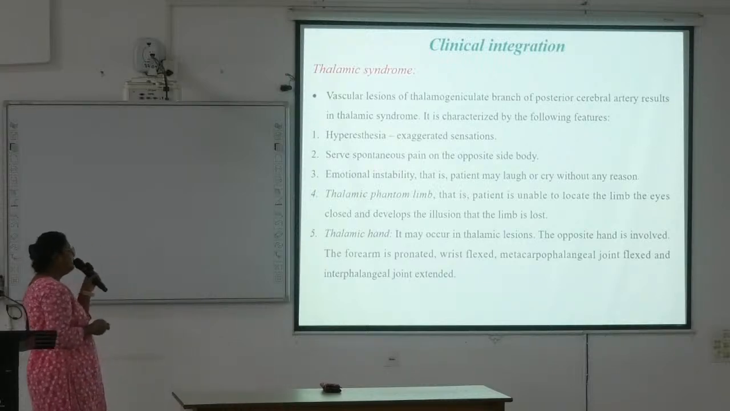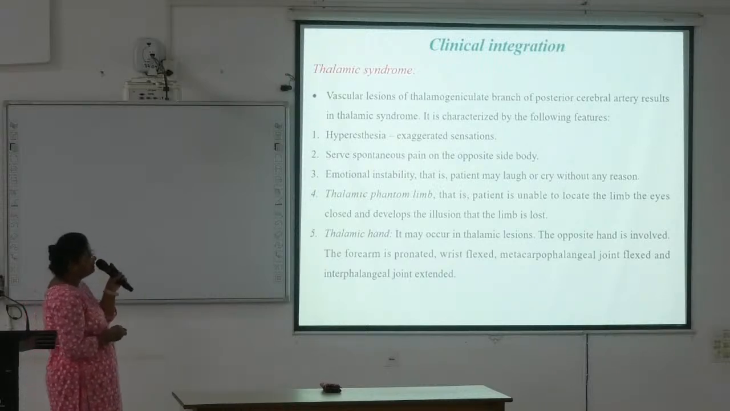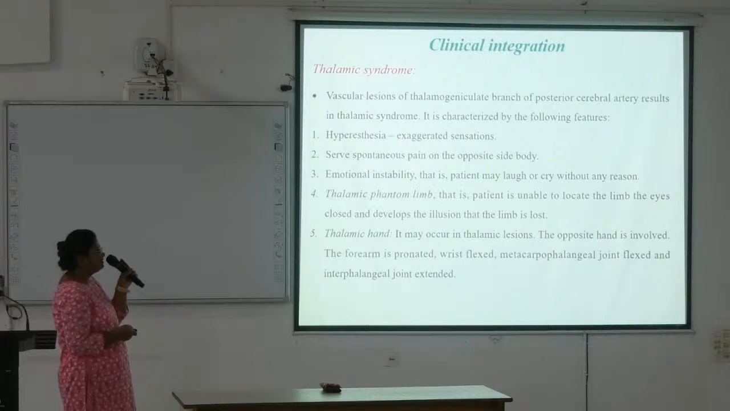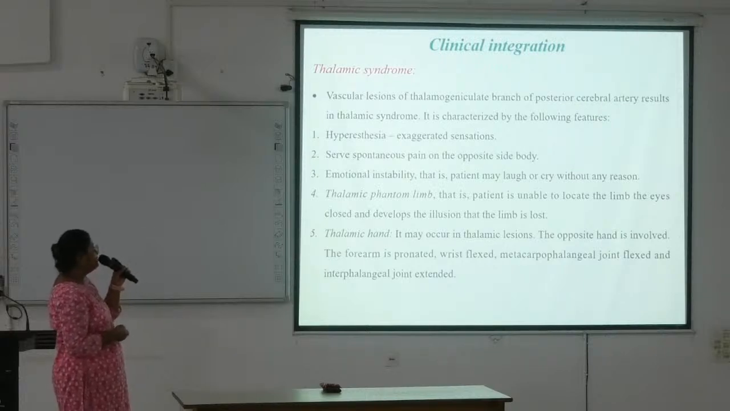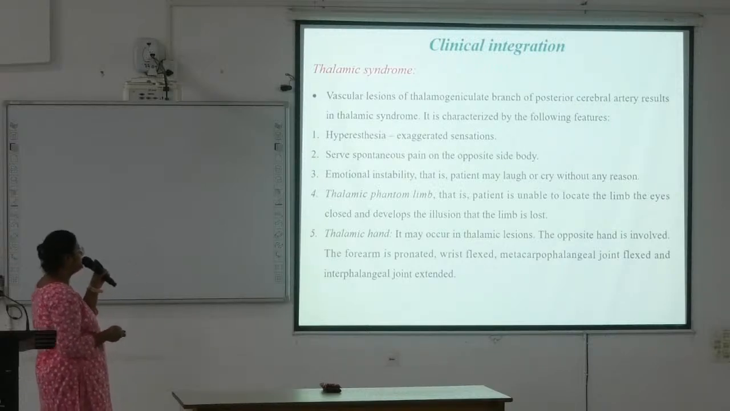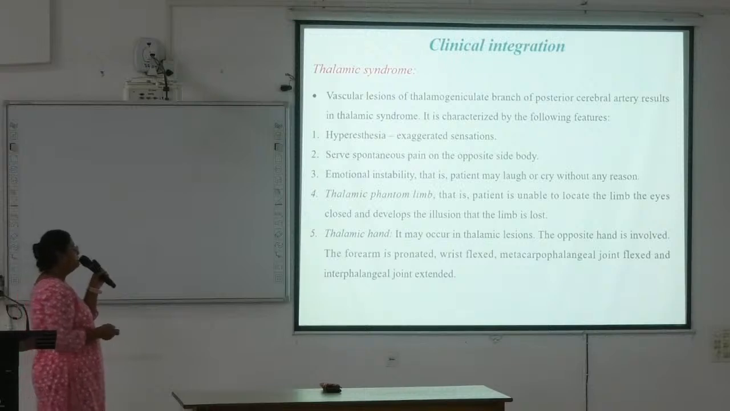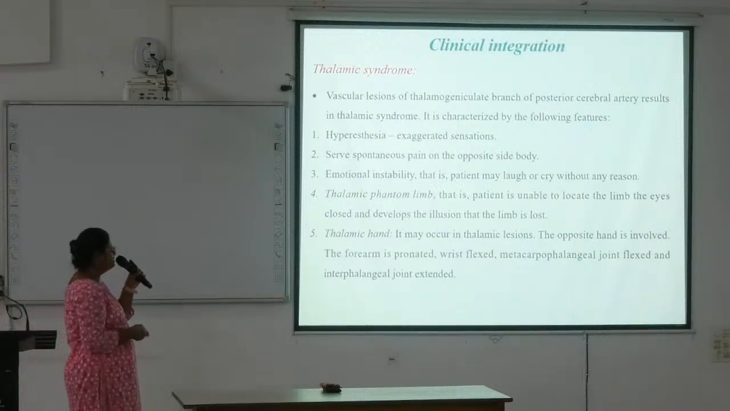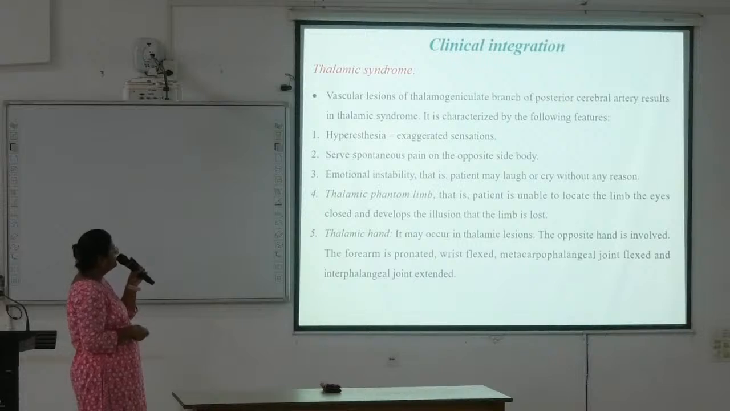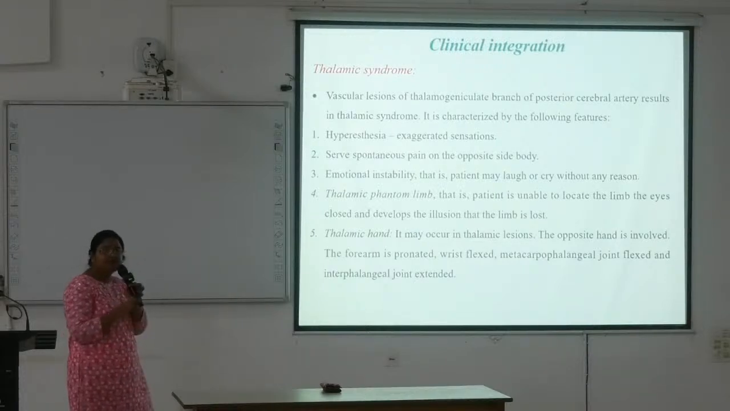Then thalamic hand, it may occur in thalamic lesions. Opposite hand is involved. The forearm is pronated, wrist flexed, metacarpophalangeal joint is flexed, and interphalangeal joint is extended. Okay, so all these are the signs and symptoms of the thalamic syndrome.